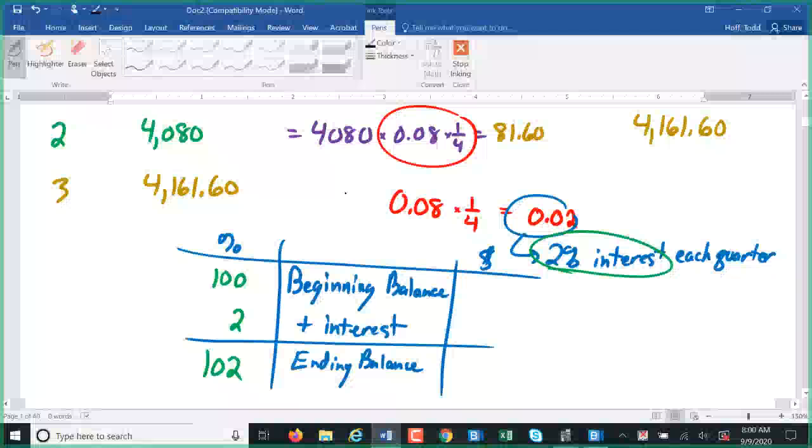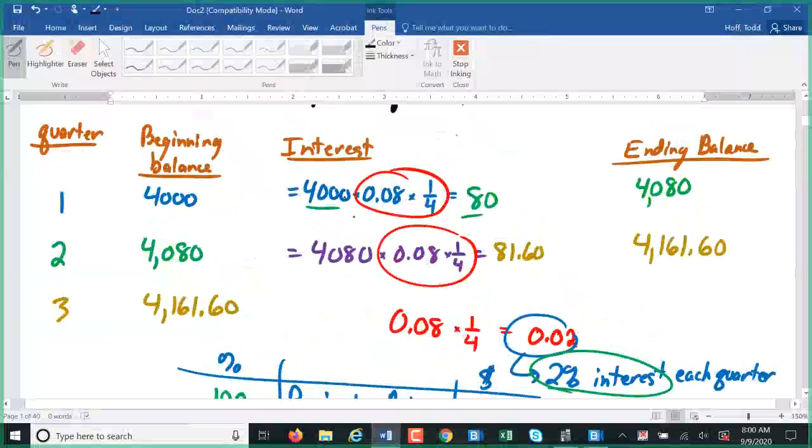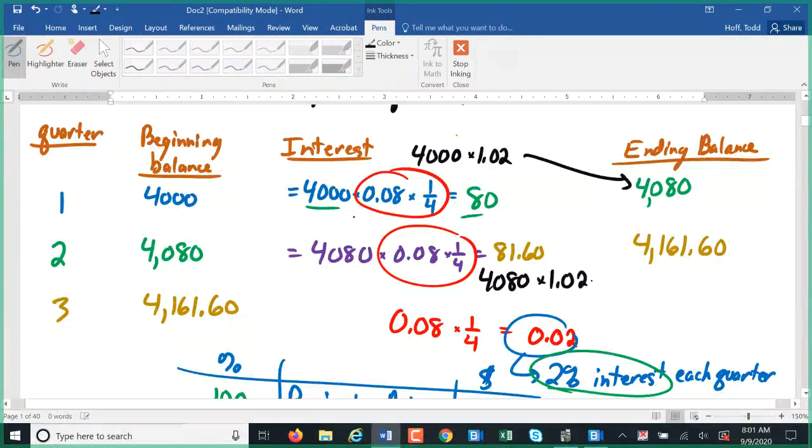If I go back up here and look, in quarter 1, if I had just taken my beginning balance of 4,000 and multiplied by a rate of 1.02, which is 102%, I would have got 4,080. And for quarter two, if I'd taken that 4,080 and multiplied by 1.02, again the 102%, I would have got the 4,161. So each quarter, rather than finding the 2% and adding it on, I can just find 102%.